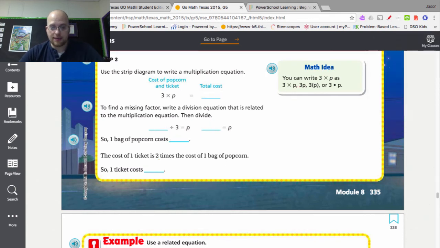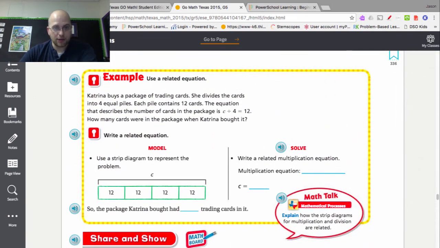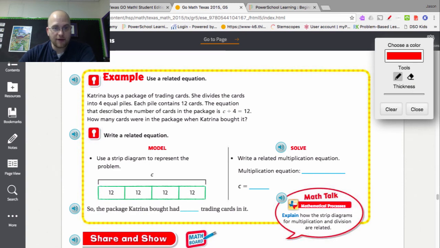We're going to look this time at a division problem, and here it is. We have some baseball cards or trading cards of some kind. She divides her cards into 4 equal piles. Each pile contains 12 cards. The equation that describes the number of cards in the package is C divided by 4 equals 12. All right, let's look at some key words. We have Katrina divides the cards. So the equation has to be division. 4 equal piles. We're dividing by 4. And there are 12 in each pile. Each pile contains 12 cards. That's the equation that describes the number.